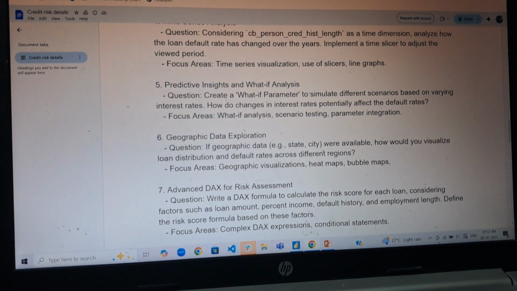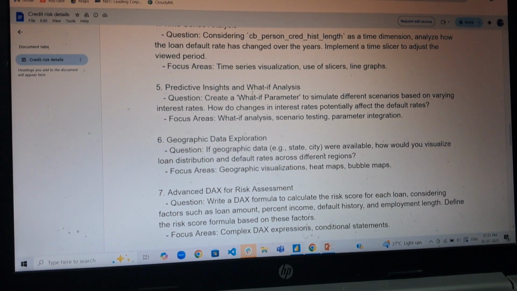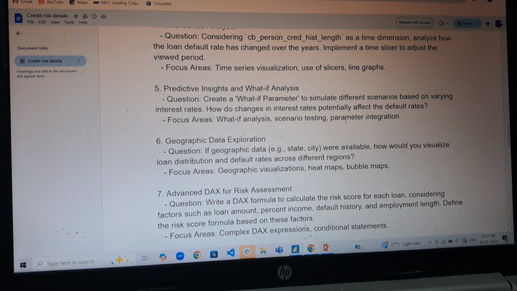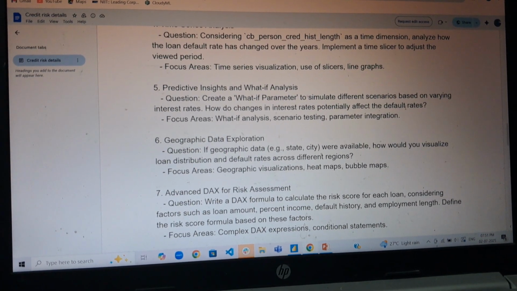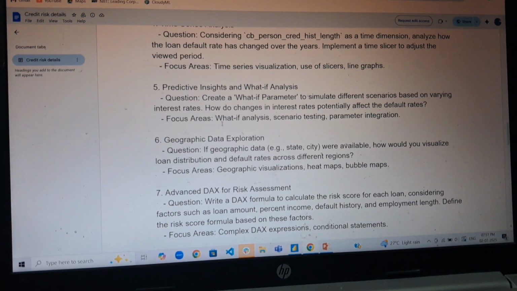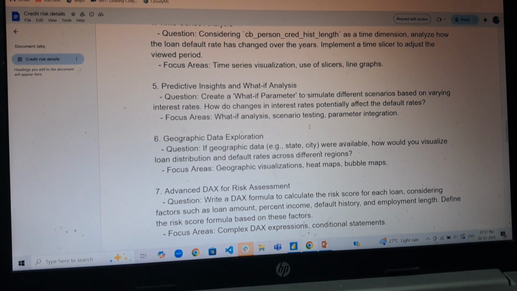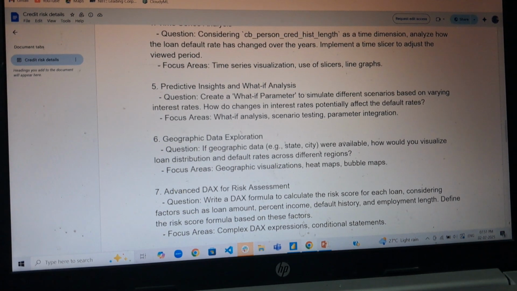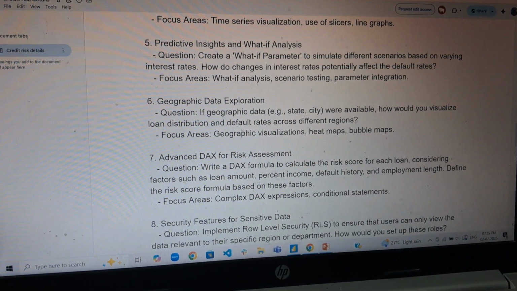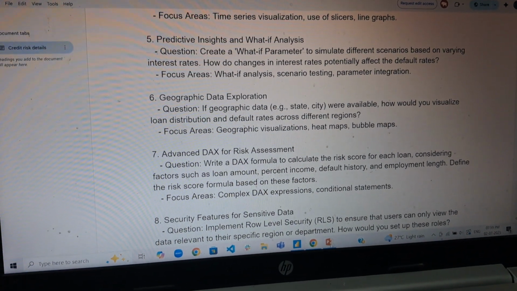Coming to predictive insights and what-if analysis. Here we are going to create a what-if analysis to simulate different scenarios based on varying interest rates, using what-if analysis, scenario testing and parameter integration.